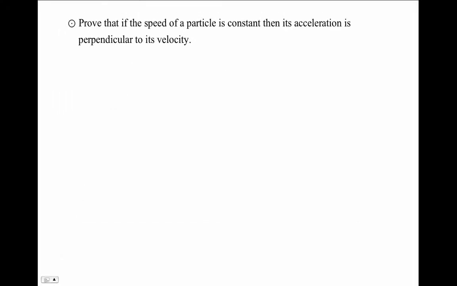Let's use the relations that we've discovered to prove that if the speed of a particle is constant, then its acceleration is perpendicular to its velocity. Now, what does that mean, that the speed of a particle is constant and yet it has an acceleration, and that acceleration is perpendicular to its velocity? Well, let's see. So v dot v, that's the length of the vector v, and that's the velocity squared, and that's the speed squared. This is a constant. That's what we are told.